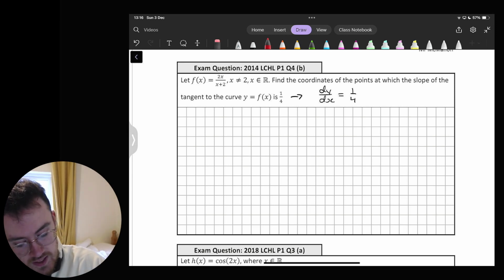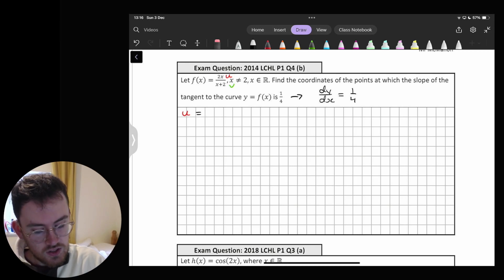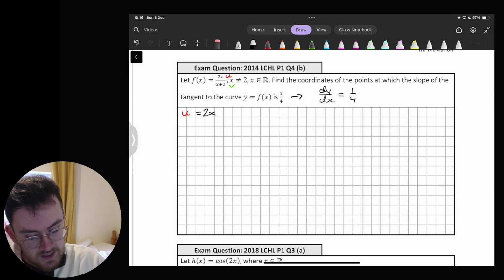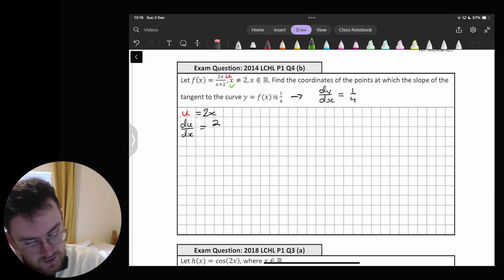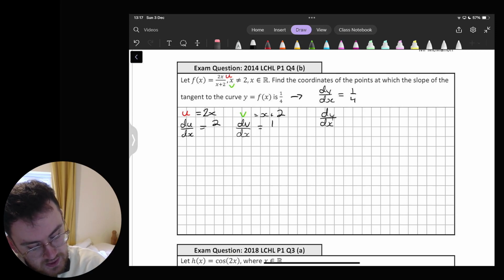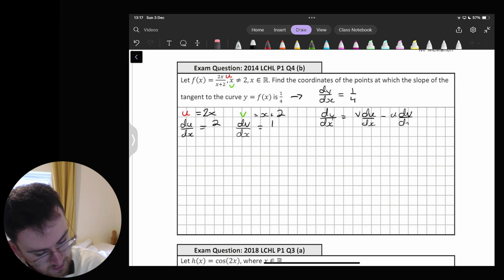So again, we're going to be differentiating, so we need to use one of our rules here. This is going to be a quotient rule because we have one expression divided by another. So if u is 2x, then du dx is just going to be 2. And similarly, if we let v be equal to x plus 2, then dv dx is just going to be 1. Okay, my quotient rule then: dy dx is v du dx minus u dv dx all over v squared.